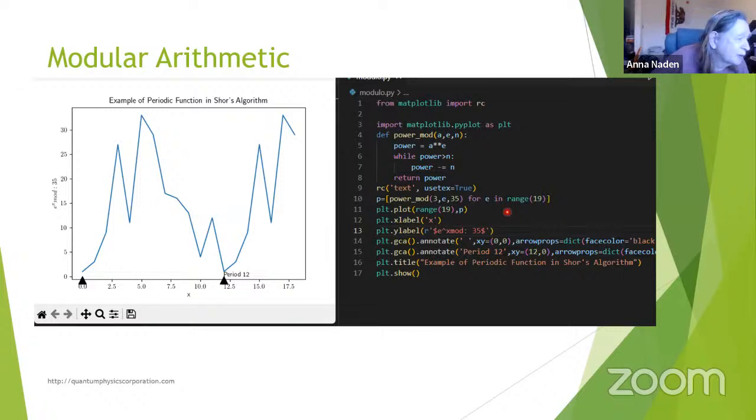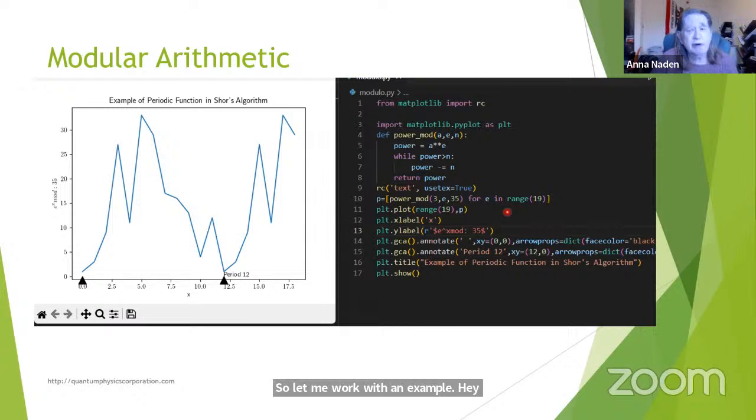So let me work an example. Say x is 3. 3 cubed is 27. Well, the remainder is also 27. Let's take x equal to 4. Then 3 to the x is 81. If you divide that by 35, you get 2 with the remainder 11. And you can see right here, that's the answer. 3 to the x mod 35, or 3 to the 4th power mod 35, is 11. Does that help?